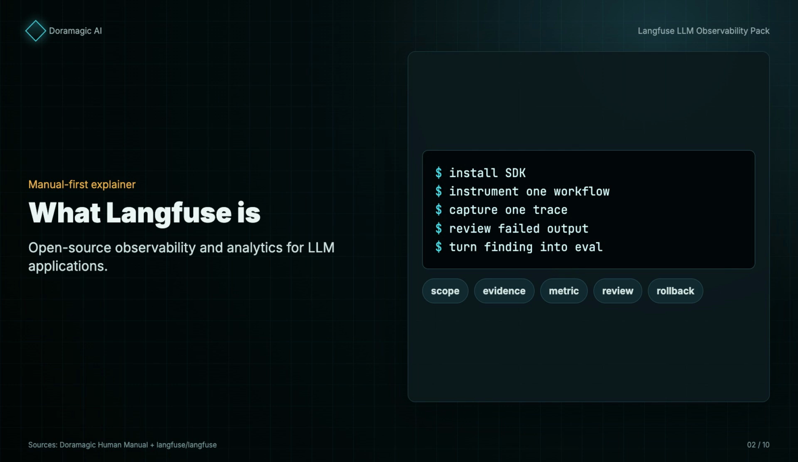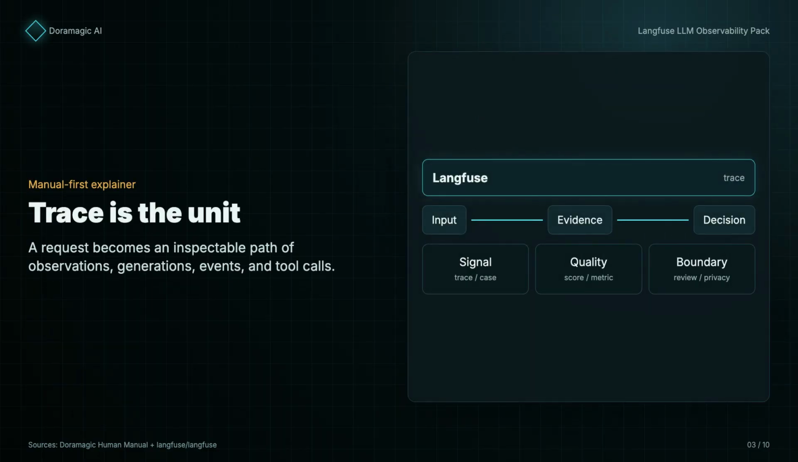A trace represents a full request or user interaction. Inside that trace are observations, spans, generations, events, tool calls, and other steps. This matters because an LLM product rarely fails in one clean place.